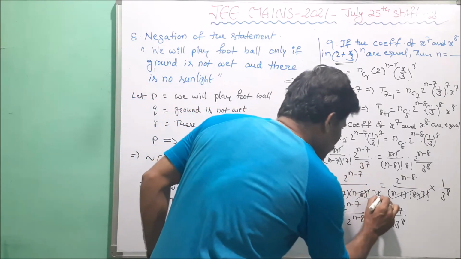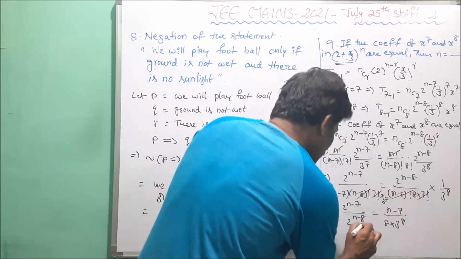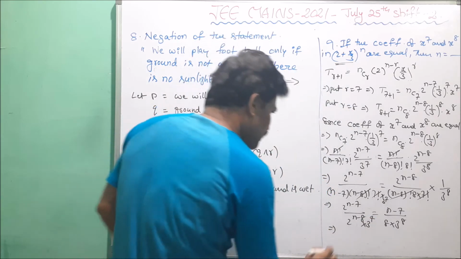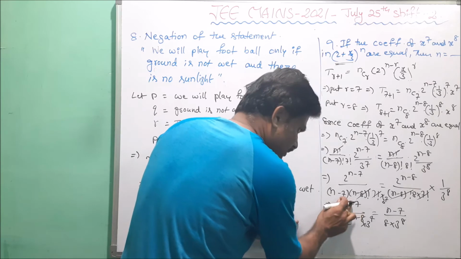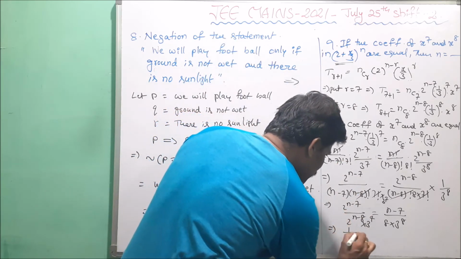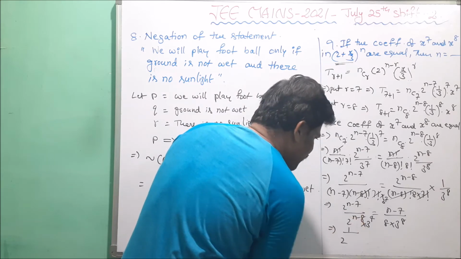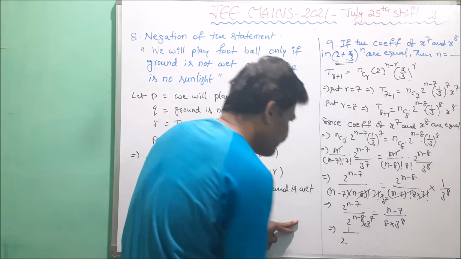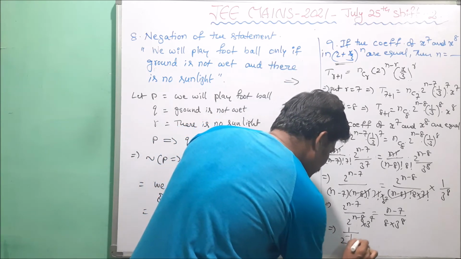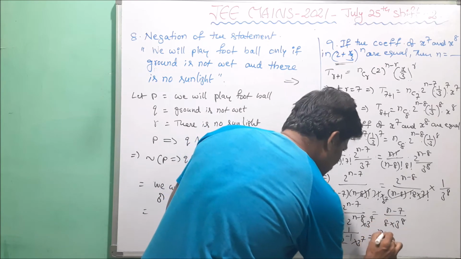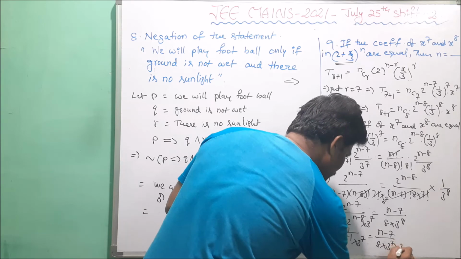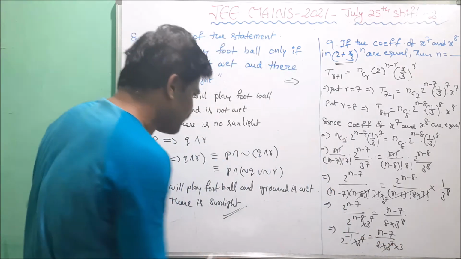Here also 3 power 7 is there. Now it can simplify that. 2 power n minus 7 can be taken to the denominator. Then we write 1 by 2 power n cancel, minus 8 plus 7, that is 2 power minus 1 into 3 power 7 equals to, here we write n minus 7 by 8 into 3 power 7 into 3. Now 3 power 7 will also be cancelled.